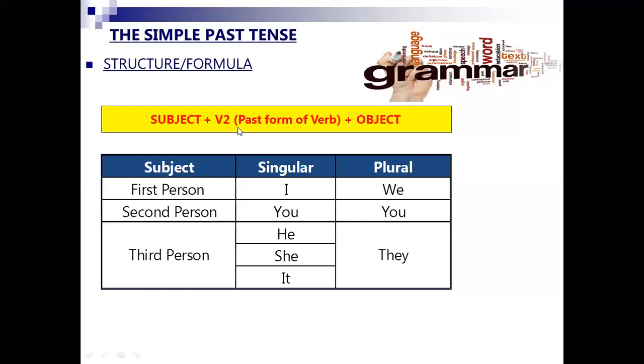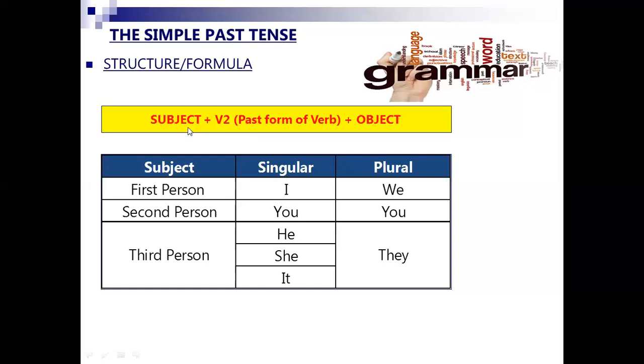See, go, went, gone. Break, broke, broken. There are some irregular verbs which remain the same in all three forms, like cut, cut, cut. We never say cut, cutted, cutton. No, it is wrong. Cut remains the same. Okay, this was all about the verb, that is V2. I think you understood now. Past form of verb. Now, come to subject.